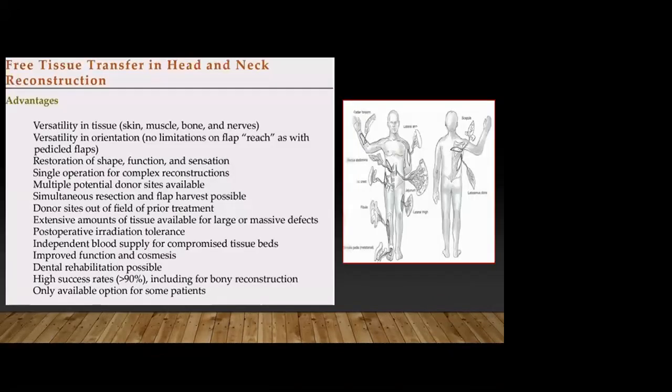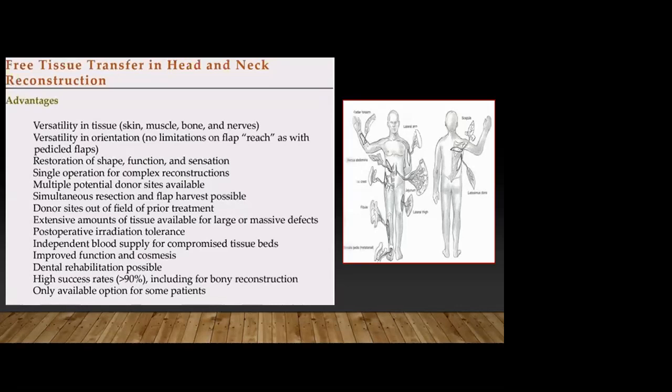What are the advantages of free tissue transfer in head and neck reconstruction? It is the versatility in tissue, that we can transfer skin, muscle, bone, and nerves. Versatility in orientation. There are no limitations on flap reach as with vertical flaps. There is adequate restoration of shape, function, and sensation. A single operation for complex reconstruction. Multiple potential donor sites are available. Simultaneous resection and flap harvest is possible.